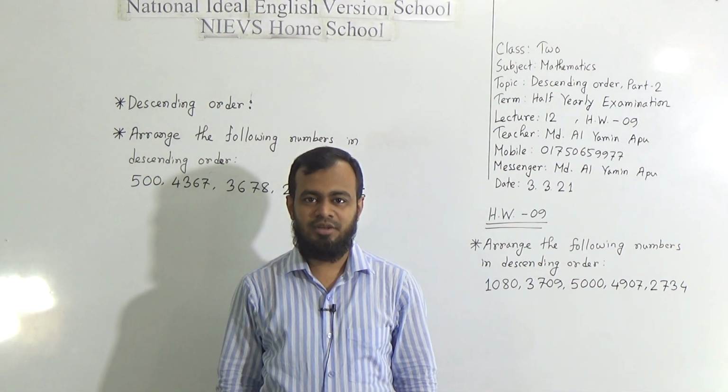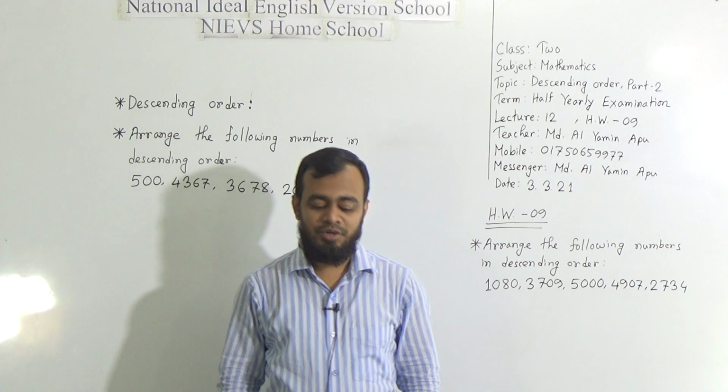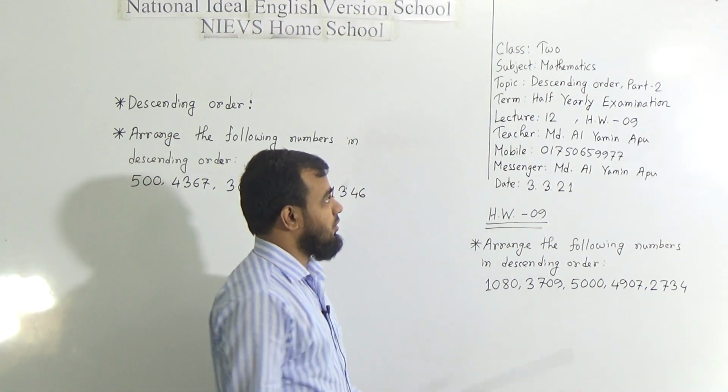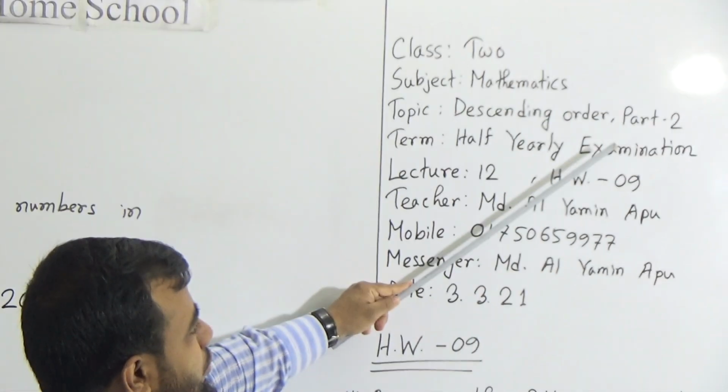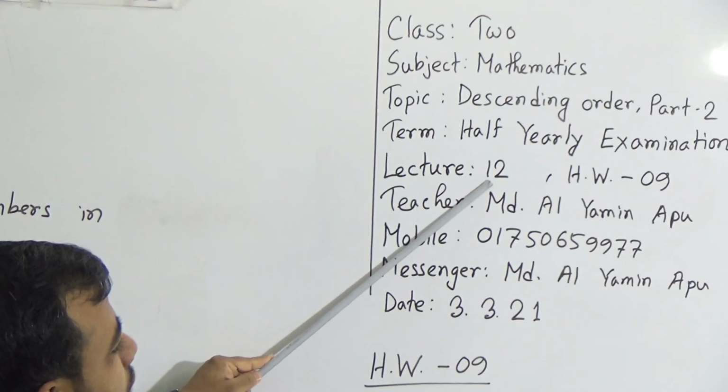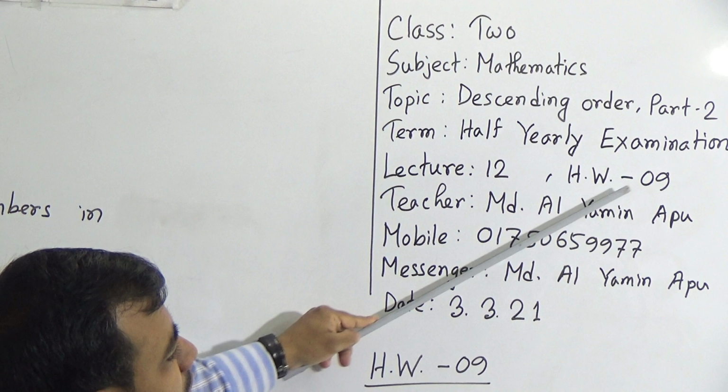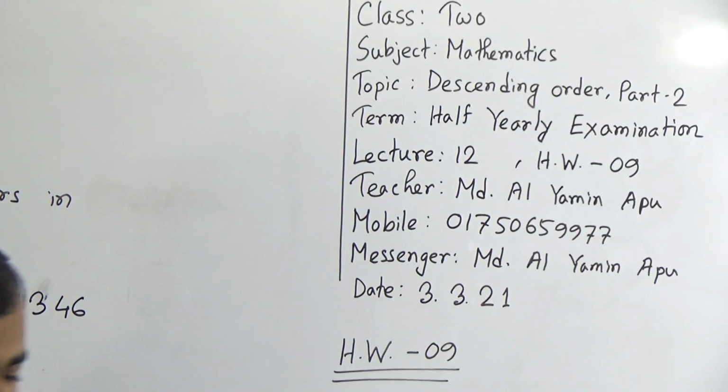Today I am going to take a math class for the students of class 2. Our today's topic is descending order part 2. It's our lecture number 12 and you have a homework. Your homework number is 9. Now let's start our class.